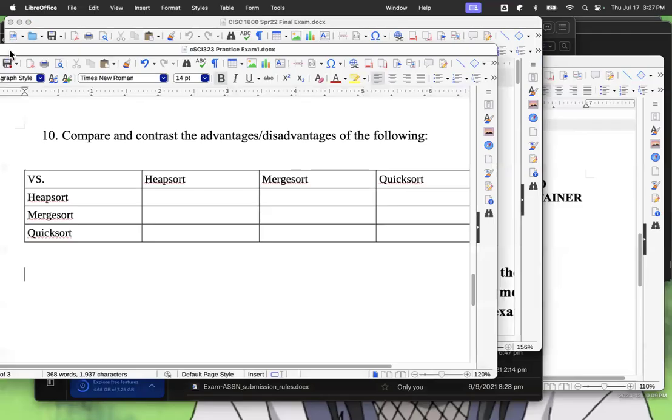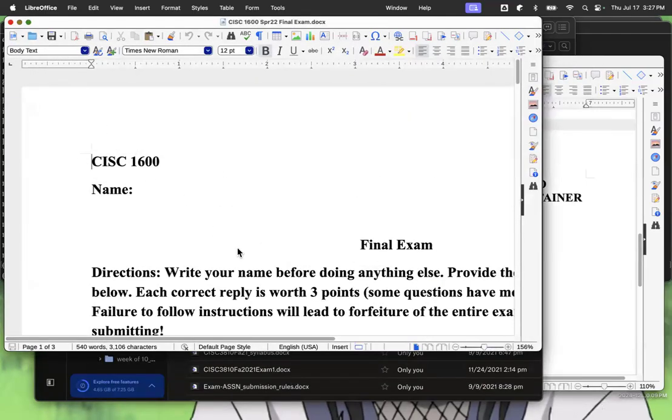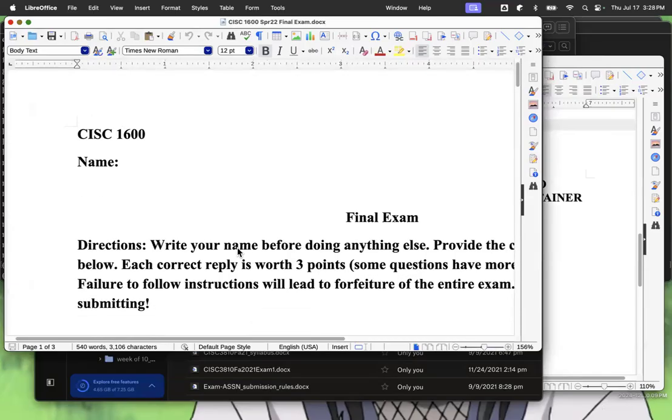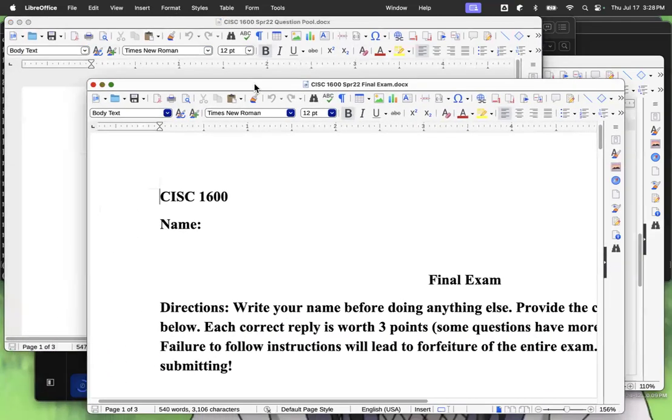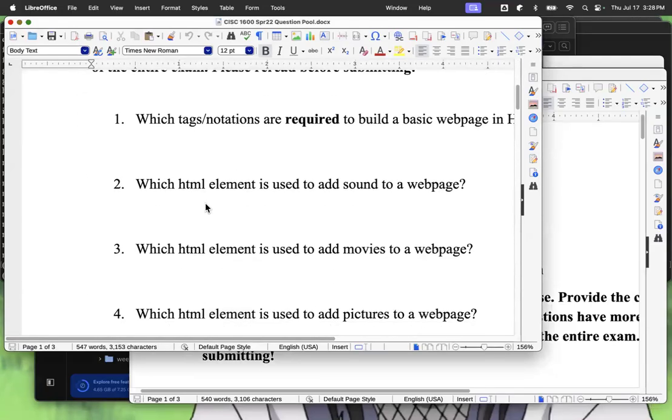Now let me just minimize this here. The only thing I didn't put on the practice exam is a master theorem question. I'll probably throw one in there or something to that effect. But other than that, you pretty much have the entire question pool. Now here we have the final exam, and here you have the question pool.